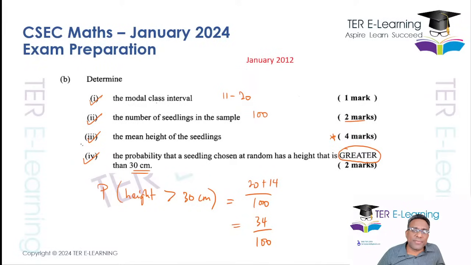When you are given your probabilities, try to use decimals or fractions when you're working out your probabilities.